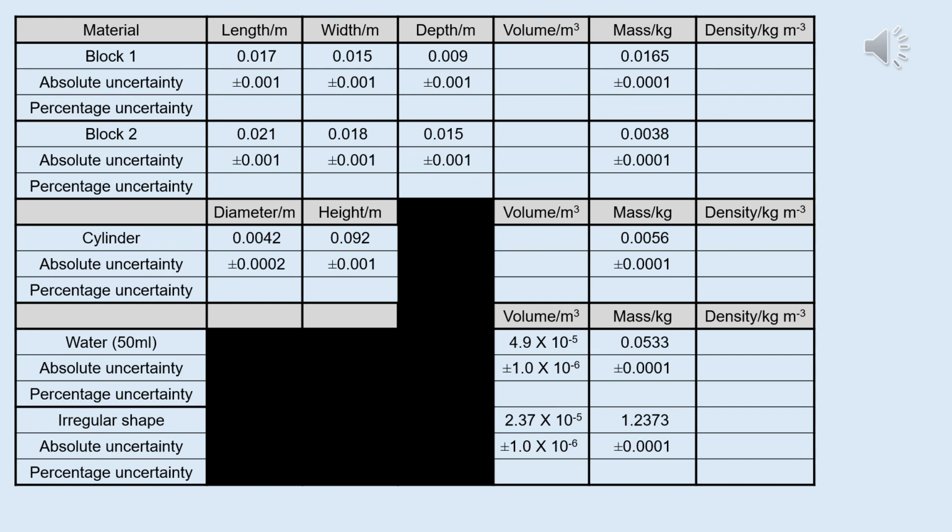So in the first two, we've got length, width and depth. We need to use those to work out the volume. So we need to work out the combined uncertainties. We need to work out the percentage uncertainty, and we then need to work out the volume with its uncertainty. And then finally, we've got the mass, and we need to use the mass and the volume to work out the density. And we need to do that for all of these examples.